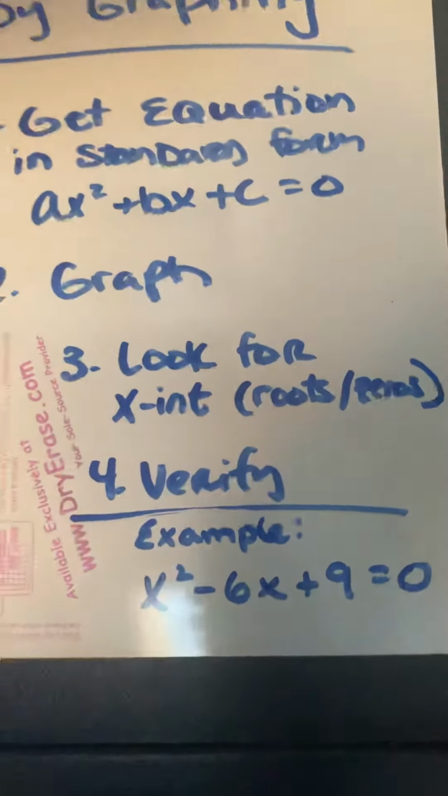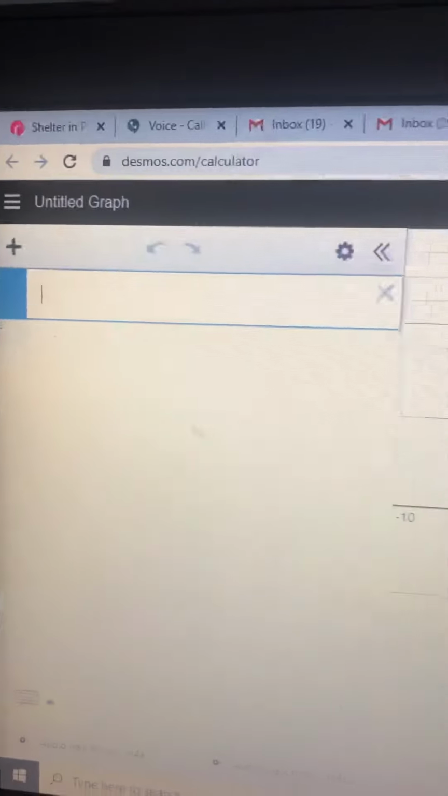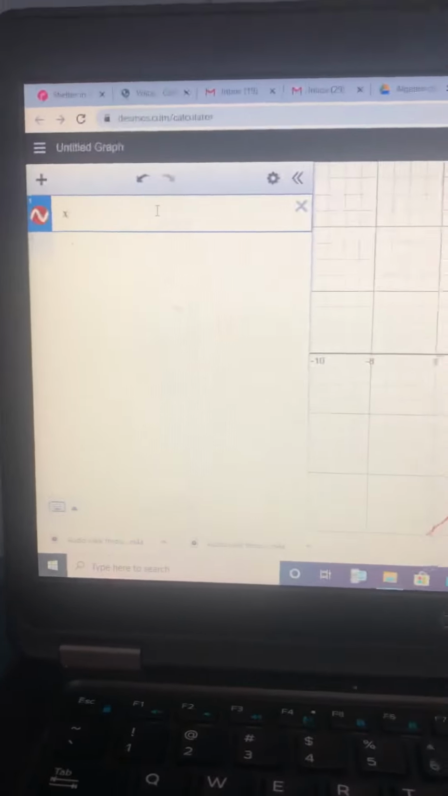Let's take a look at an example problem, such as x squared minus 6x plus 9 equals 0. This is an equation that you might be asked to solve by graphing. In order to do that, we're going to head to a graphing calculator. I would recommend that you head to Desmos if you don't have your own graphing calculator. There are other ones available online, and they would also work the same. I prefer this one over others because I think it's very user-friendly.